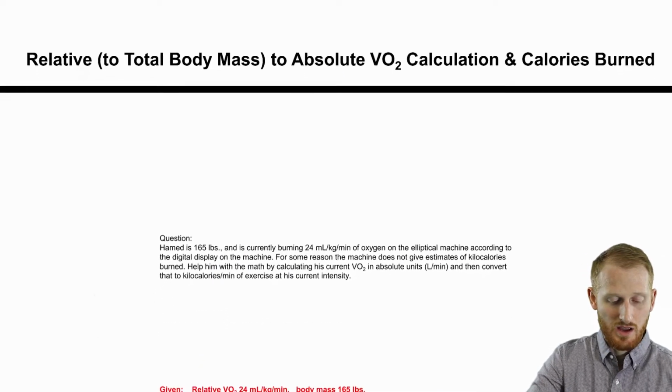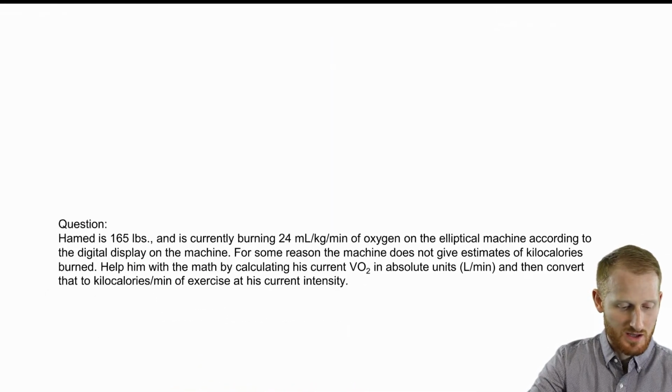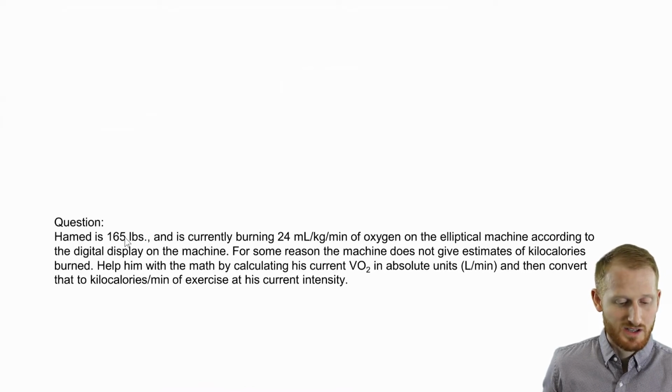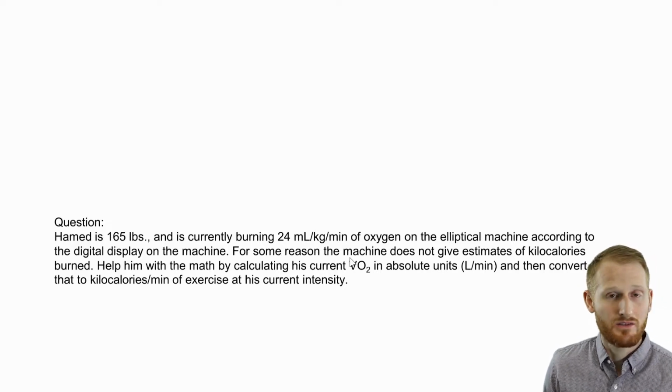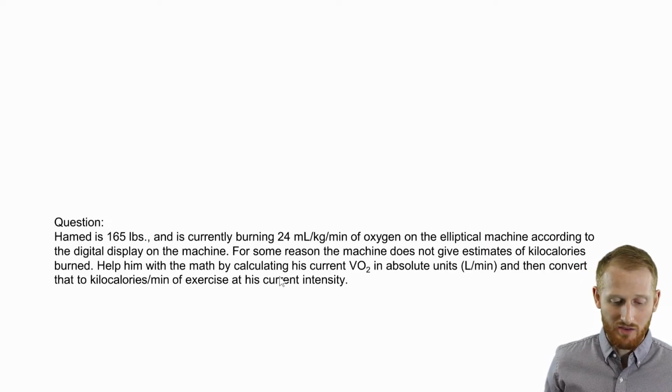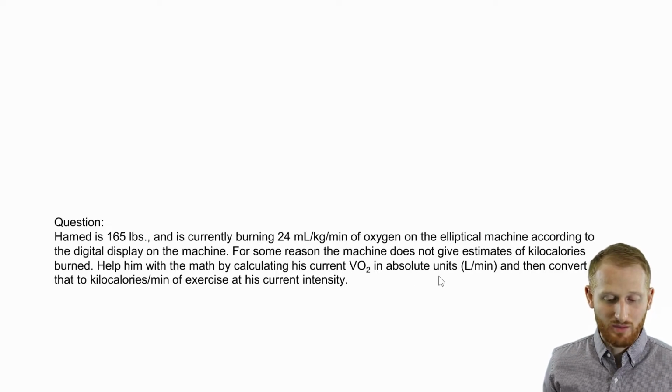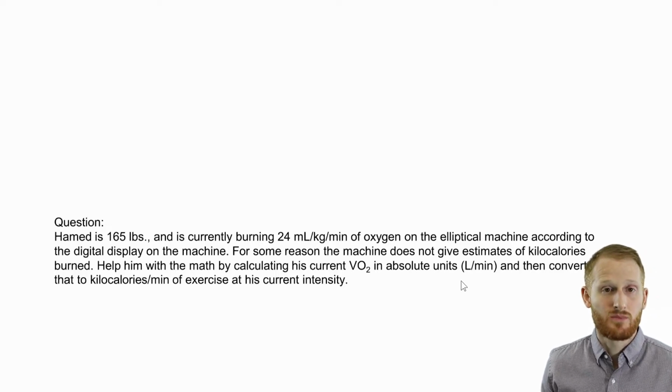All right, so let's get to a question to help us explain this. So Hamed is 165 pounds and is currently burning 24 milliliters of oxygen per kilogram of body mass per minute on the elliptical machine, according to the display on the machine. For some reason, the machine does not give estimates of kilocalories burned, so you're going to help him out by doing the math and calculating his current VO2 in absolute units of liters of oxygen per minute of exercise. And then you're going to convert that into kilocalories of energy burned per minute of exercise at his current intensity.